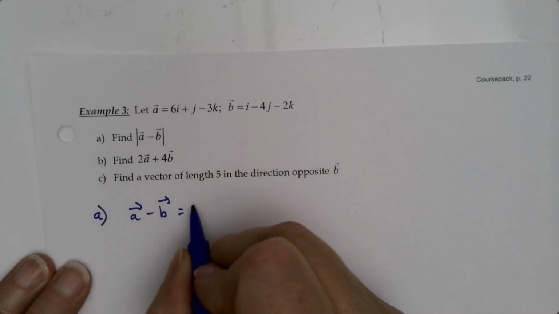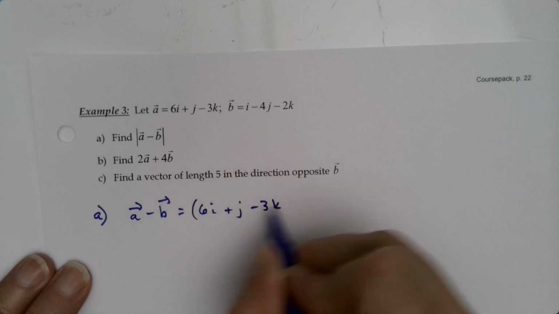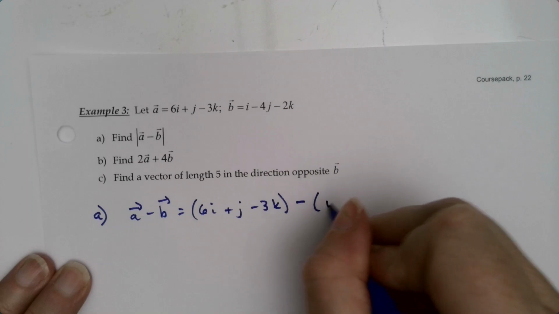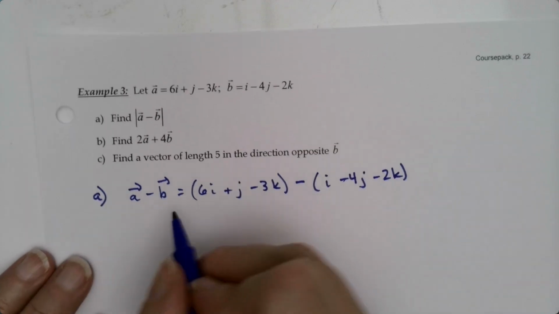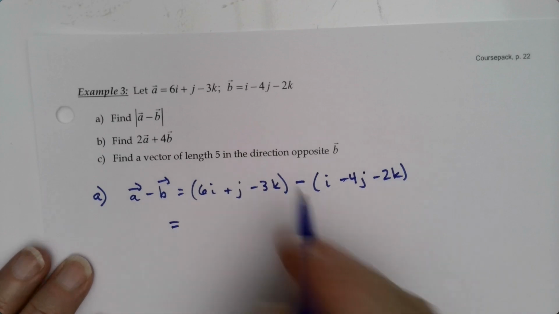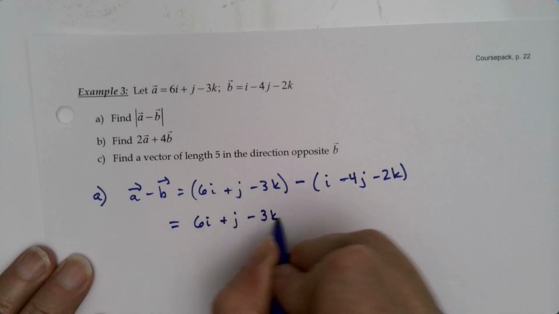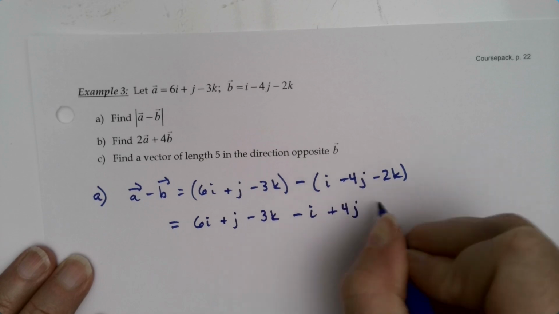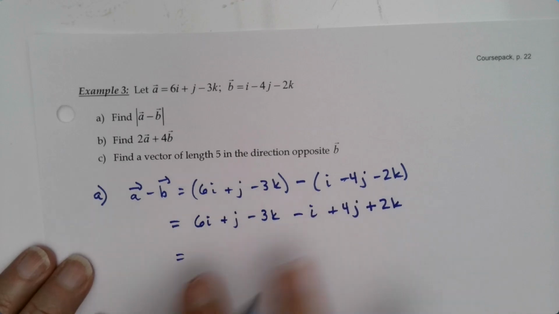So vector A would be 6i plus j minus 3k minus i minus 4j minus 2k. I'm going to keep it in that notation just so you get a sense of how this works. So it's 6i, and then plus j minus 3k minus i plus 4j plus 2k, right? All of these signs switch. And then we combine like terms.